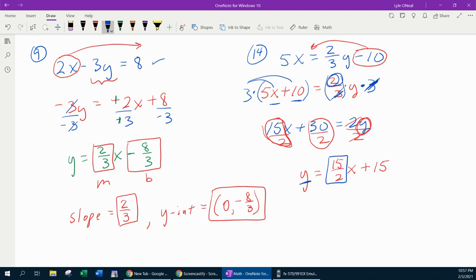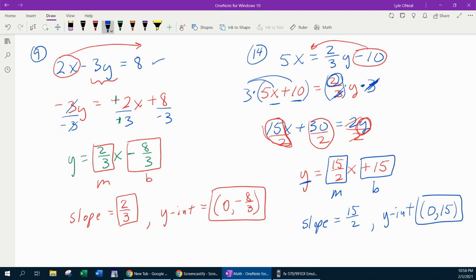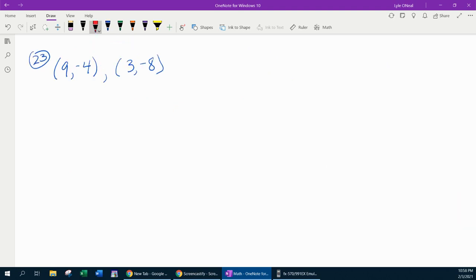Once you get that y by itself, then you can see the slope and the y-intercept. So here the slope is 15 halves, and the y-intercept, remember as an ordered pair, would be (0, 15).